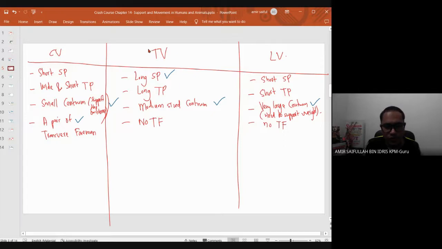Next, thoracic vertebrae, long spinous, long transverse process, medium size centrum, no transverse foramen. Dia punya transverse process tak ada lubang. Okay, transverse process dia tak ada lubang. So no transverse foramen. Lumbar vertebrae, short spinous process, short transverse process, very large centrum, because need to support the weight of other vertebrae on top. Okay, and also no transverse foramen. Clear, guys? Okay, so far so good?